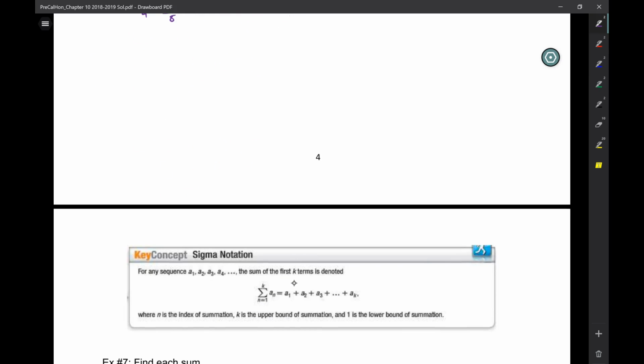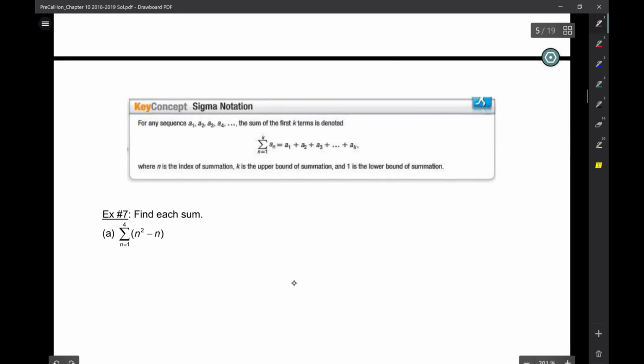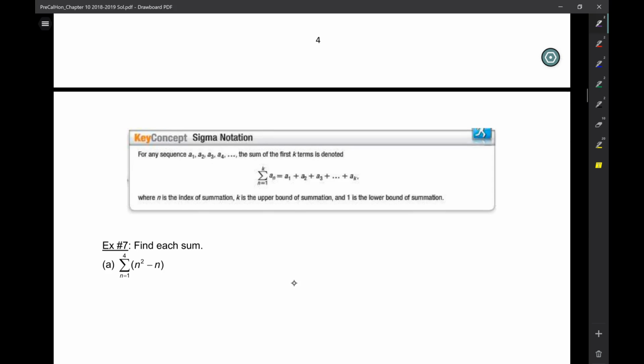Okay, my favorite thing of all. My favorite thing of all. Sigma notation. I hate it. You like this? It's so confusing.